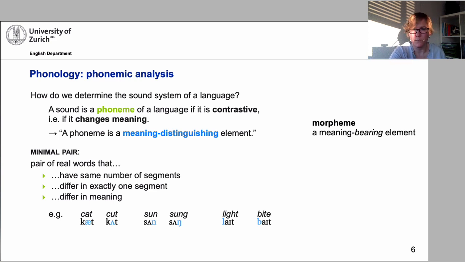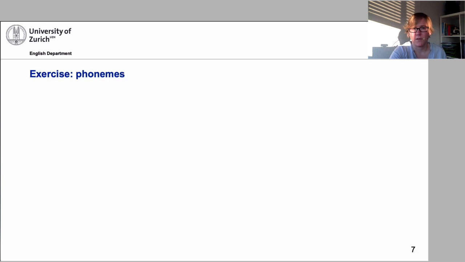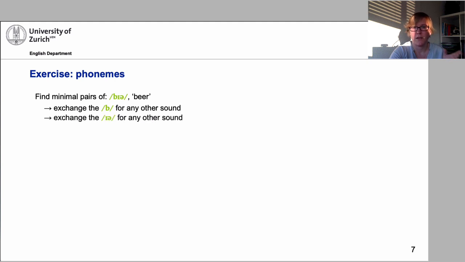So we'll have a little exercise to begin with in determining as many phonemes of English as you can by using the word beer. To illustrate the usefulness of beer for phonemic analysis: for the consonants, try to exchange the b for any other sound, and for the vowels, exchange the ear for any other sound. Come up with pairs of words that would identify sounds of English. Now, I gave you that exercise before, and if you haven't done it, pause the video and come back in a couple of minutes.